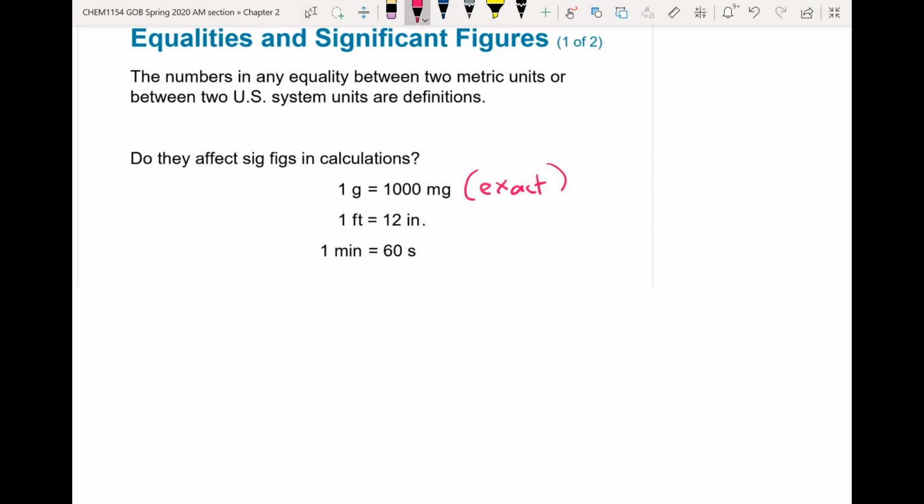Similarly, within the US system, 1 foot equals 12 inches. That is also going to be exact. And then we talked about seconds and minutes. Those are going to be exact as well. So with these equalities that we're going to encounter, especially, and we're going to see a lot of them within the metric system, when we stick them into a calculation, they are not going to limit how many sig figs your final answer is going to have.